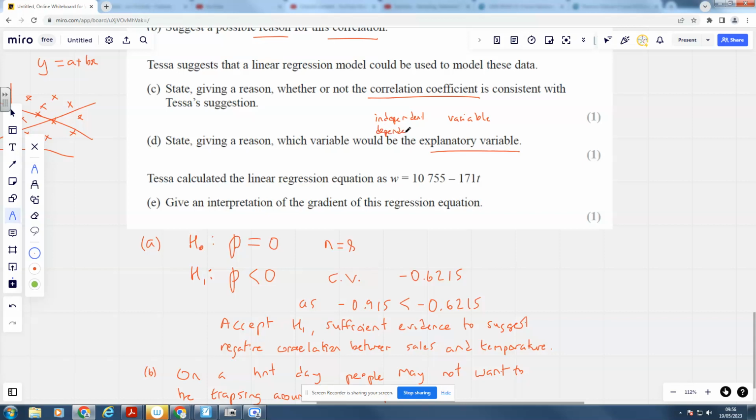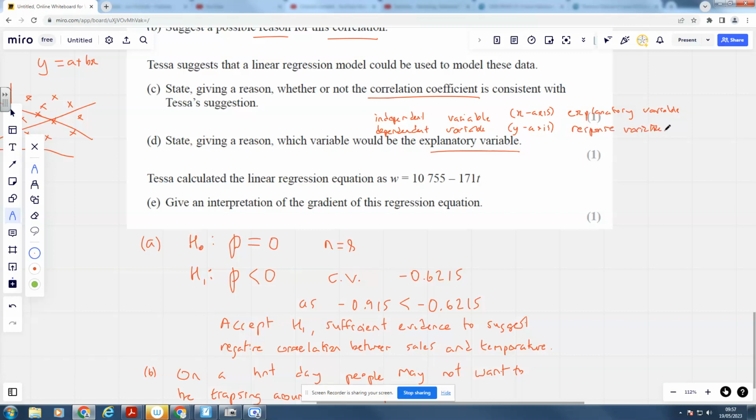Well, by the way, the independent variable tends to be put on the x-axis and should be put on the x-axis, and the dependent variable is on the y-axis. Another name for these is explanatory and response variables. Explanatory is the independent, and response is the dependent, because it responds to the explanatory one. One explains the other, if you like, and one responds to the other. So this is a response variable.